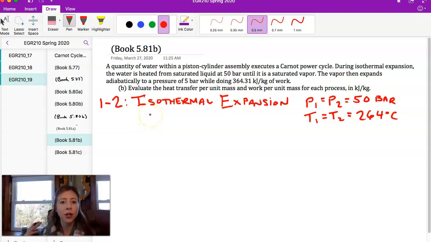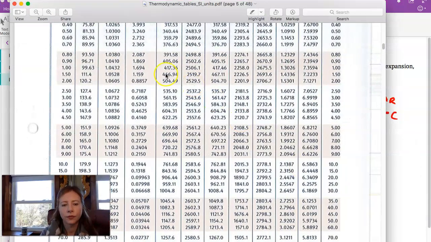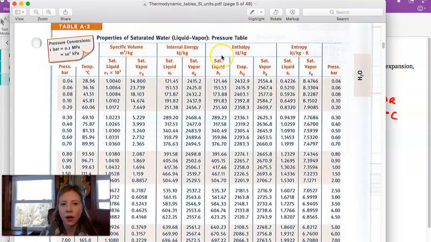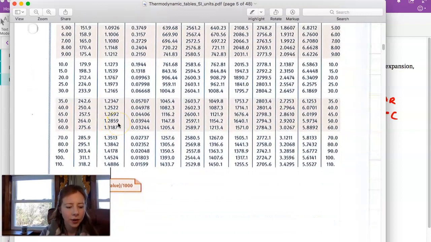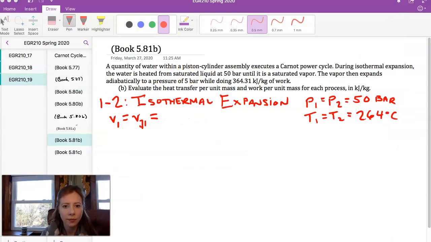And remember, because these are control mass problems, we're not using enthalpy, right? Enthalpy is for the control volume problems where we have flow rates. Okay, so in this case, let's look up V1, and V1 is going to be equal to V sub F, okay, because that is where X is equal to 0. So let's look up that one in the table. And so here we are, specific volume, saturated liquid. Okay, and so we're going to be at 1.2859 times 10 to the minus 3 meters cubed per kilogram.